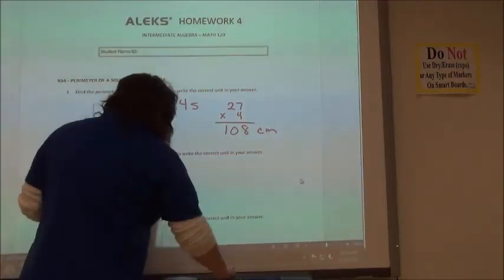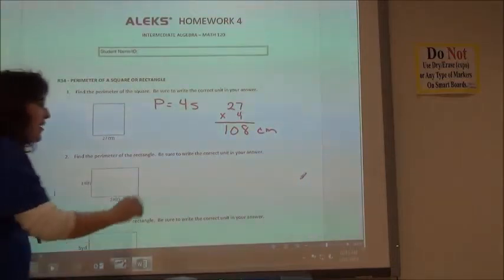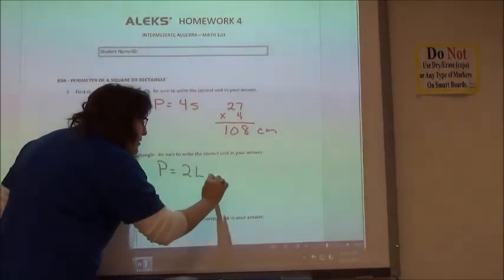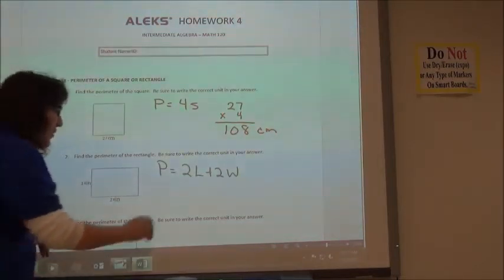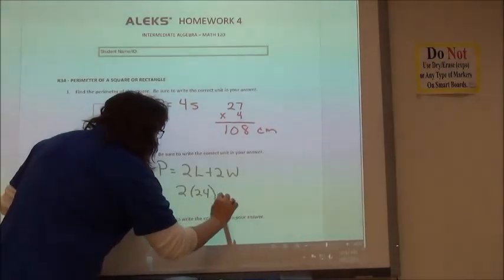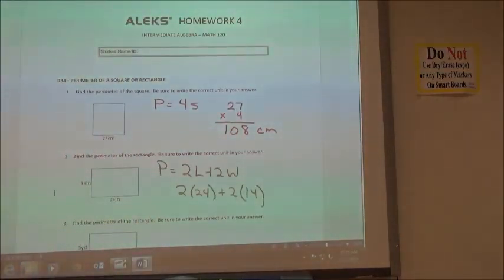When we do perimeter of a rectangle, because the lengths are the same and the widths are the same, they tell you that the formula for perimeter is 2 lengths plus 2 widths. 2 times the length plus 2 times the width. And it really doesn't matter which one you call the length and which one you call the width. Normally the longer one they'll call the length and the shorter one they'll call the width. So I'm going to take 2 times 24 plus 2 times 14 in this case, and multiply that out. On your calculator you don't need the parentheses, you can just use the times sign. 2 times 24 plus 2 times 14. The calculator knows the order of operations.